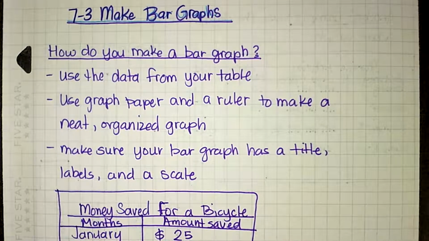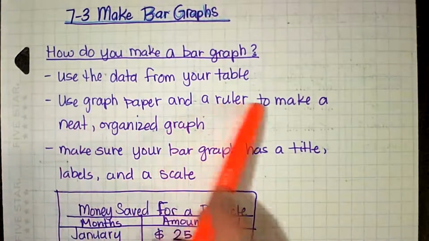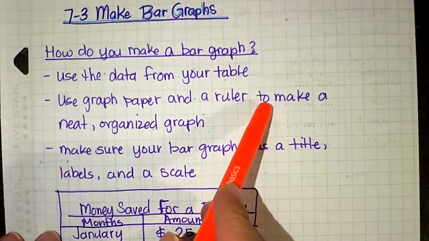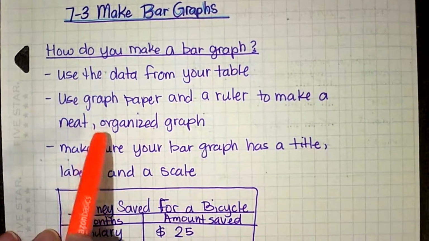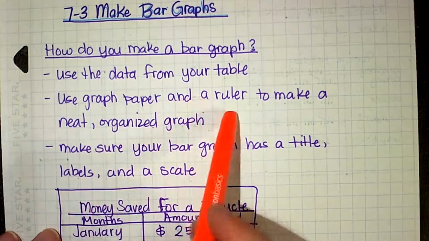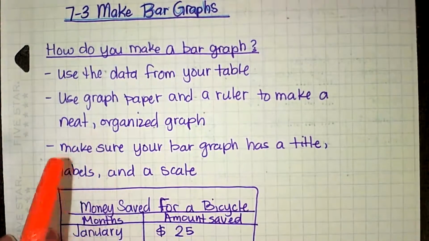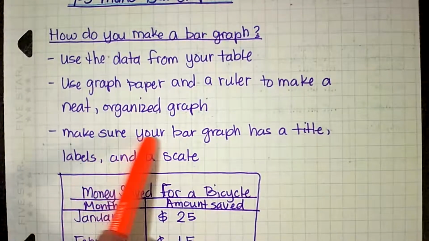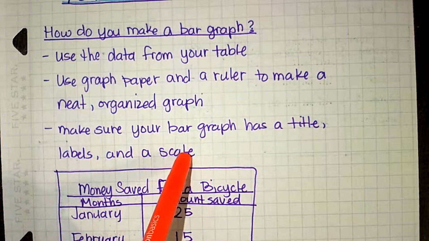So how do you make a bar graph? Well, you need to use the data from your table. You're going to use graph paper and a ruler. So this is graph paper right here. If you don't have graph paper, you can either print some out online or you can use notebook paper as best as you can. But make sure you're using a ruler to have really neat and organized work. And then make sure that your bar graph has a title, it has labels, and it has a scale.